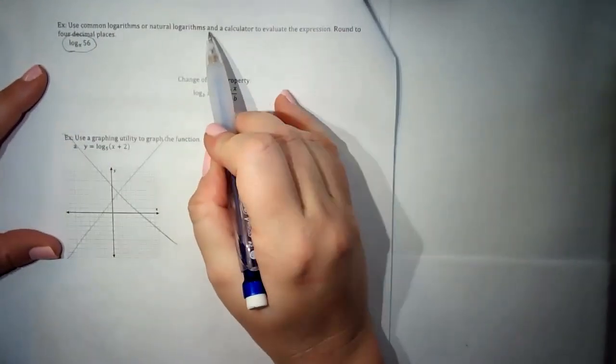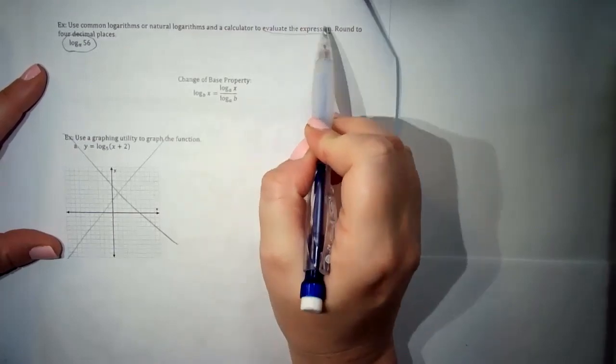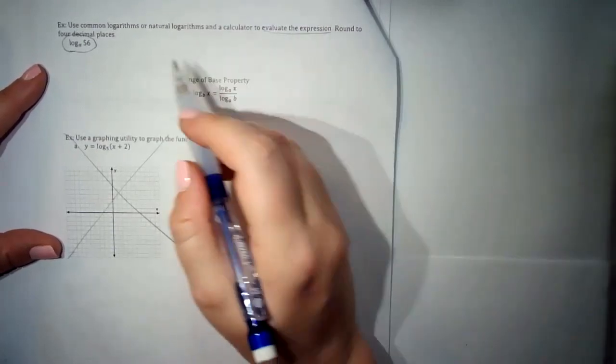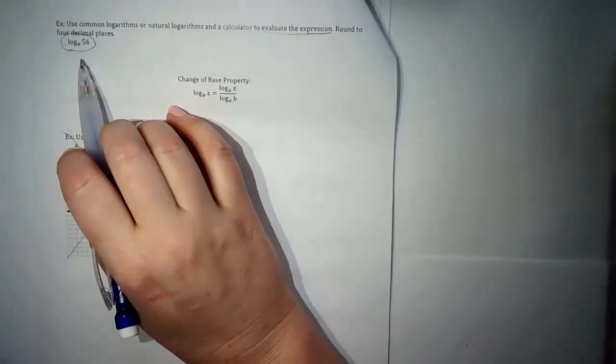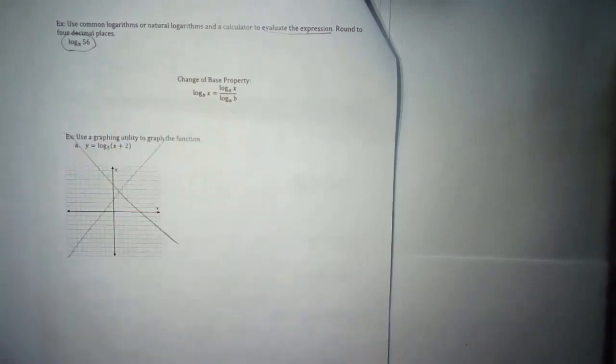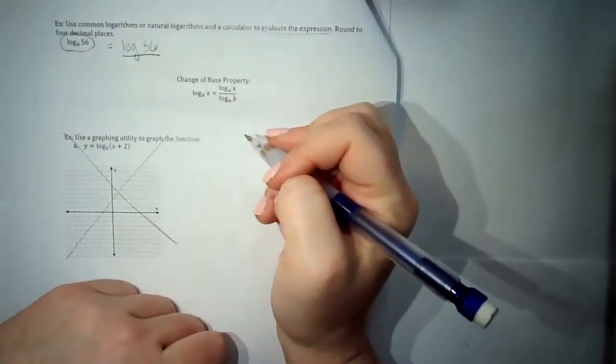Okay, so here's the problem. And the directions say to use a calculator to evaluate the expression, so just find the answer, round to 4 decimal places. So if you have this fancy schmancy calculator that you can use the change of base in, that's fantastic. If you don't, we're going to have to do this the other way. So remember, we're going to take regular log of 56, that's our argument, divided by regular log of pi, because that's our base. And that's going to give us the answer.